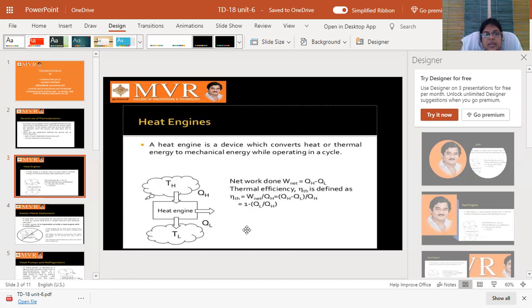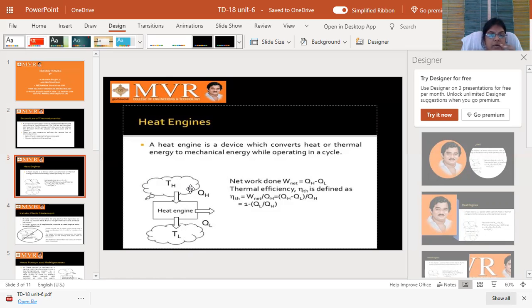Now look at this diagram here. This is the heat engine, a device which converts thermal energy to mechanical energy. This is a thermal reservoir, and this is also a thermal reservoir, but one maintains a high temperature and the other maintains a low temperature. This TH we call the source, and TL we call the sink.